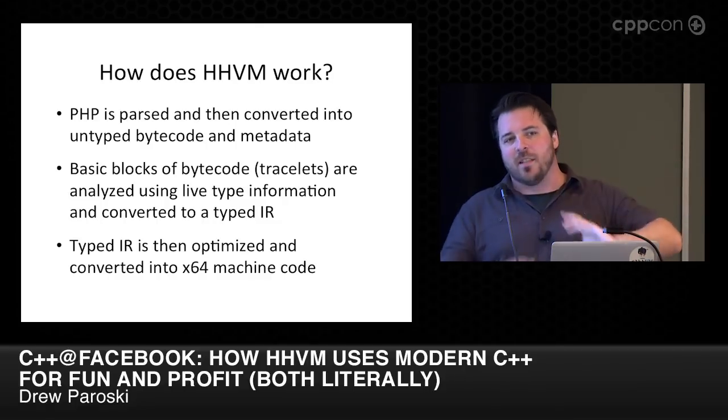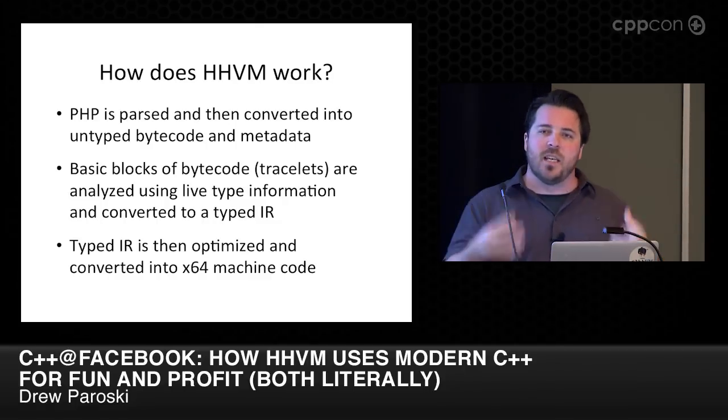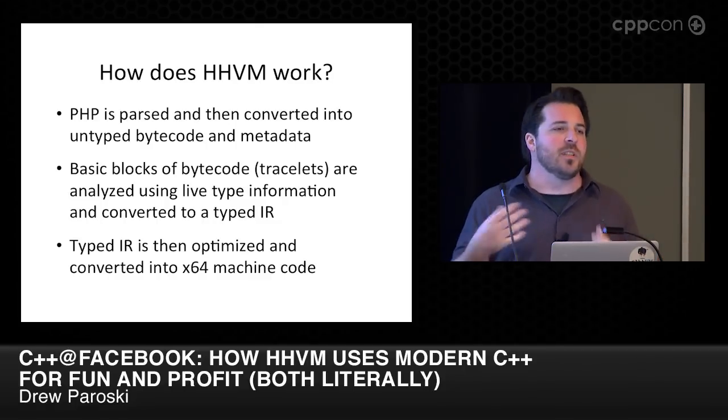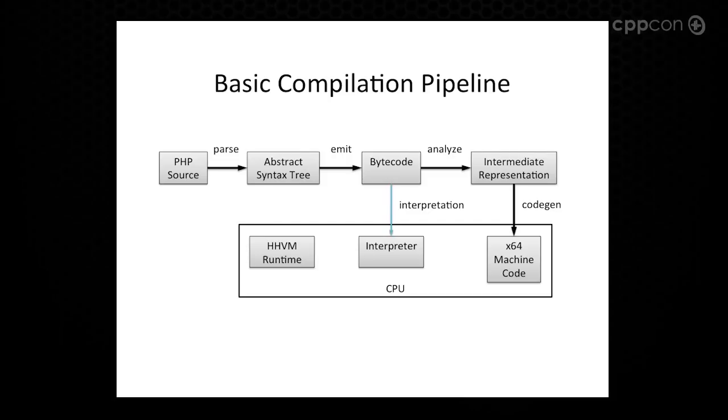So the engine waits until that basic block's about to be executed. It's able to observe the current types of the locals and any temporary variables. And then it is able to generate a typed intermediate representation for that basic block. Now that it has live type info, it can do type analysis. And then finally, we take that typed intermediate representation and it gets converted down into x64 machine code.